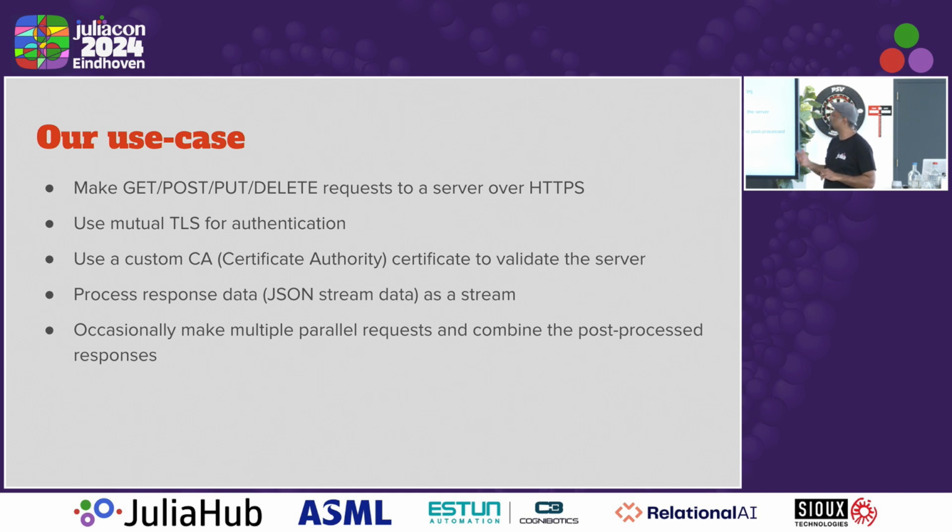And we need to process the response data, which is JSON stream data. So essentially, JSON stream data is multiple JSON objects coming one line at a time. There's a newline character at the end of the JSON object, but it comes through in one full stream. So you need to be able to detect when that object ends and parse it at that point. And occasionally make multiple parallel requests and post-process them to combine the responses. So like we might request two different REST APIs or the same REST API, two different pages, and then combine a data frame later on in Julia using that API.